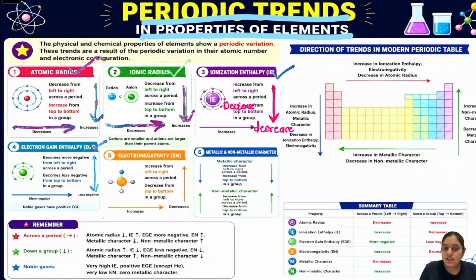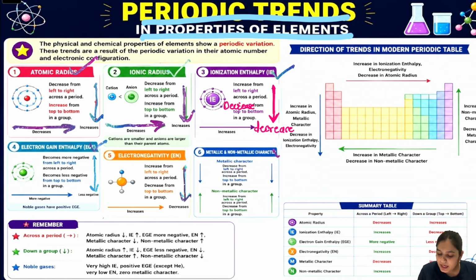Next is electronegativity. So what is electronegativity? Electronegativity is the tendency of an atom to attract the shared pair of electrons in a chemical bond. Across a period, electronegativity increases and down a group, electronegativity decreases. This is why fluorine is the most electronegative atom.